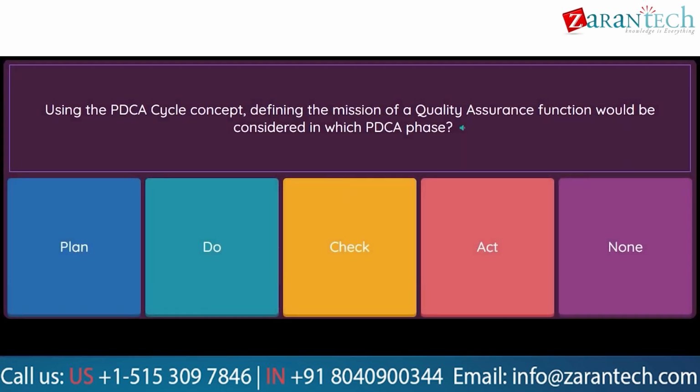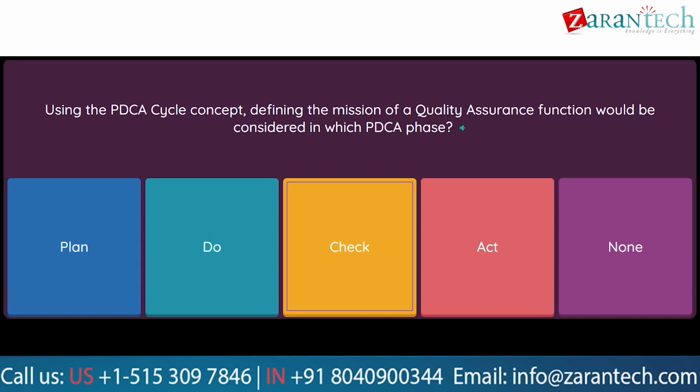Question: Using the PDCA cycle concept, defining the mission of a quality assurance function would be considered in which PDCA phase? Option 1 Plan. Option 2 Do. Option 3 Check. Option 4 Act. Option 5 None.